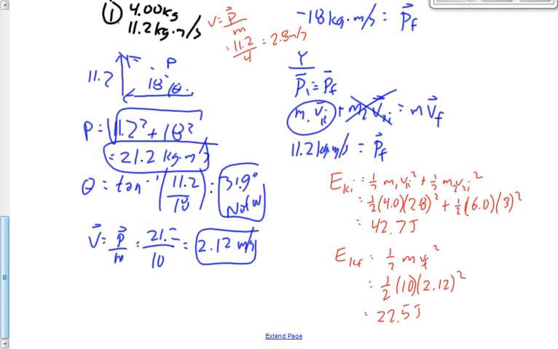So besides the fact that they stick together, what is it that tells me in this question that we have an inelastic collision? Four words: kinetic energy is lost. When we lose kinetic energy, we have an inelastic collision, which is what it's going to be most times.